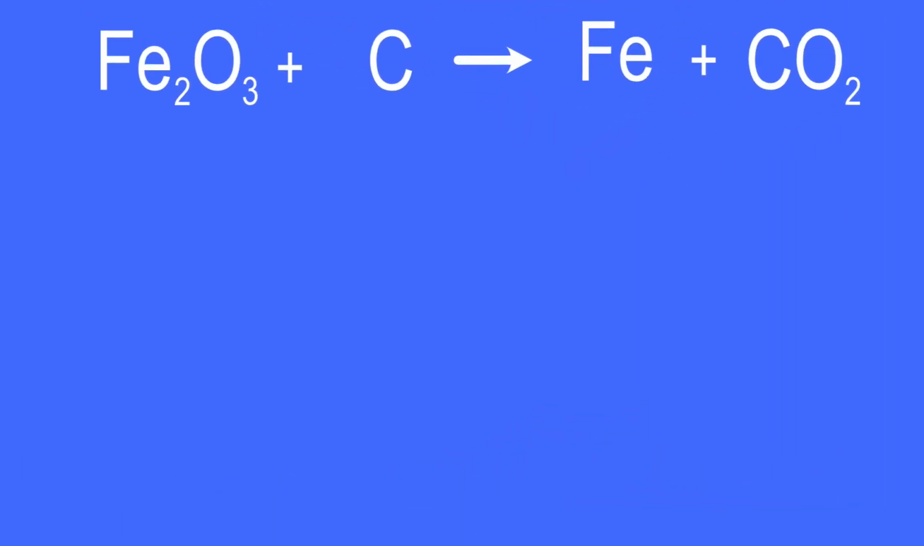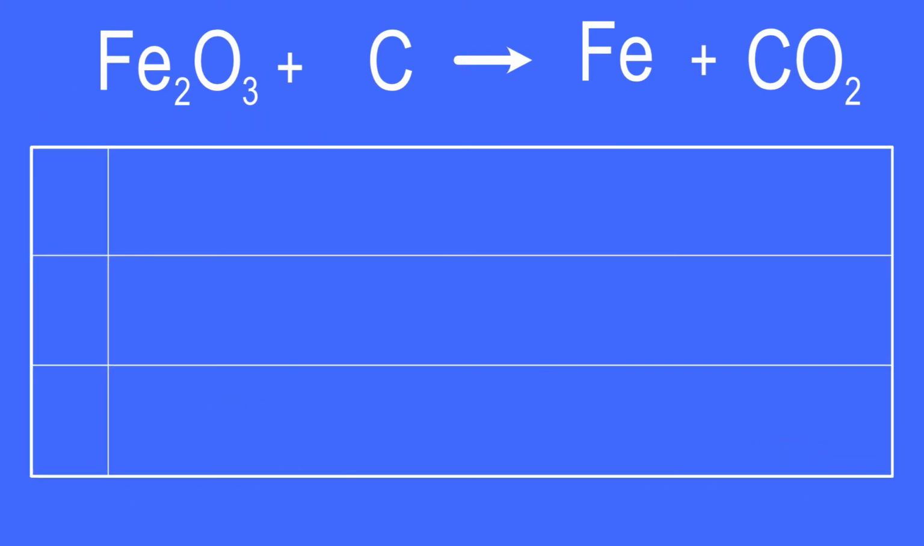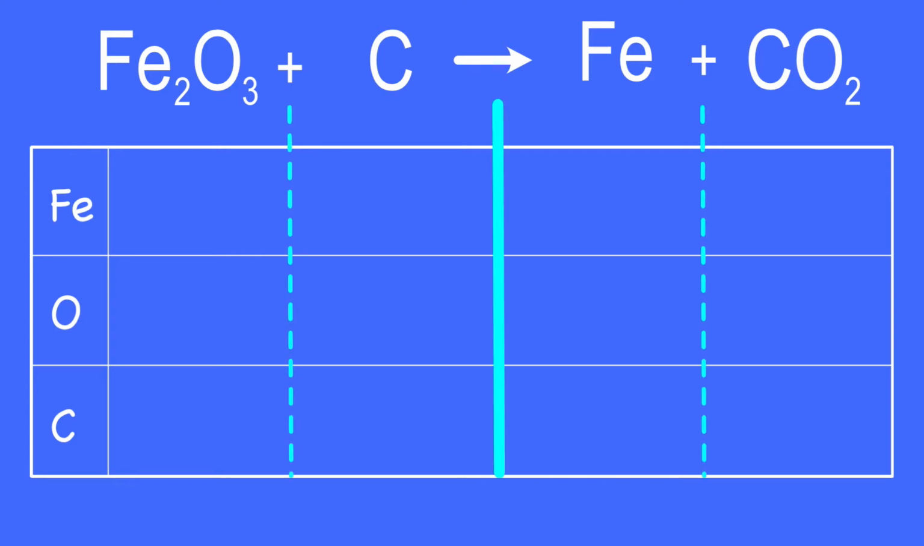Chemical reactions can be balanced in the following way. Write down the elements in the reaction on the left-hand side of the table. In this reaction, we have iron, oxygen, and carbon. Draw dotted lines vertically downwards where the plus signs are, and a solid line where the arrow is. Fill in the quantity of the elements already present in the reaction. Now balance row by row or element by element.